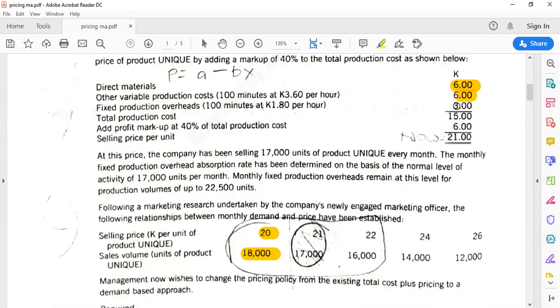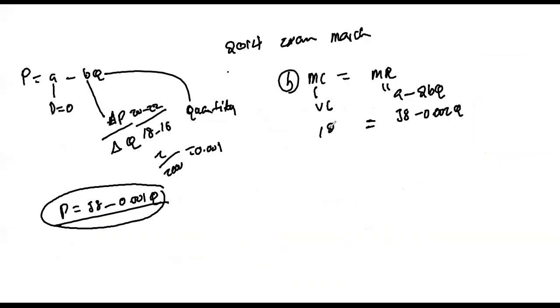Listen, the fixed cost is 3. We're not going to put the fixed cost. So the variable cost is simply 12. You see, the variable cost per unit is simply 12. So we are going to equate that equation to 12. So there we go. We're going to put 12 here as a variable cost. So we have this guy coming to the other side here.